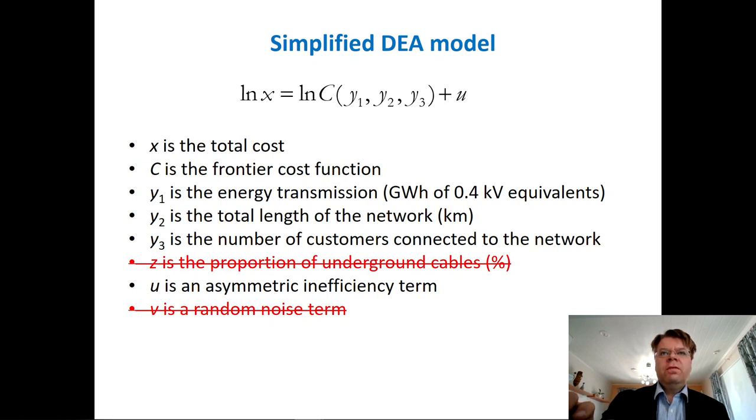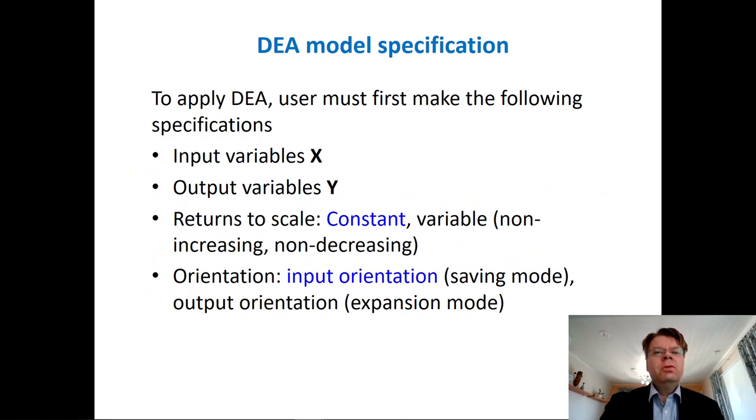So taking this kind of model, then to be able to use DEA, the user needs to make certain specifications, which determine then the outcomes of the DEA model. Firstly, the user needs to specify the input and output variables. So inputs X, outputs Y. And this we already did on the previous slides. So again, we have a single input variable, which was the total cost, and then we have three output variables. In addition to those input and output variables, the user must make some choice about the returns to scale. The two basic variants are the constant returns to scale and variable returns to scale formulations. I'll come to the meaning of that a little bit later. And then there exist also intermediate cases called non-increasing and non-decreasing returns to scale.